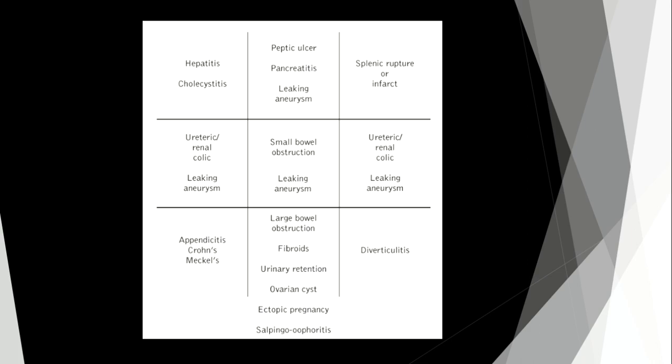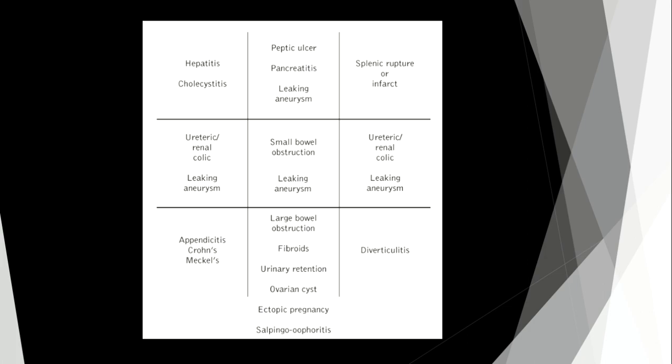This is the nine divided parts of the abdomen. Here we have the right upper quadrant, the right hypochondrium, where the most common cause of pain is hepatitis or cholecystitis. In the upper part of the abdomen, or epigastrium, we have peptic ulcer, pancreatitis or leaking aneurysm of the abdomen.